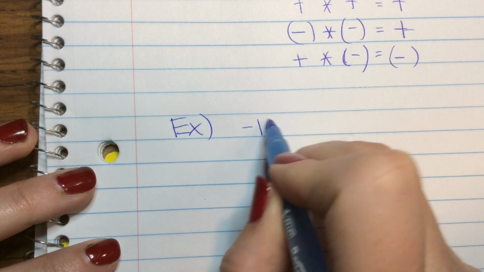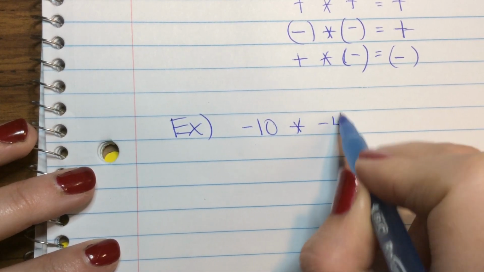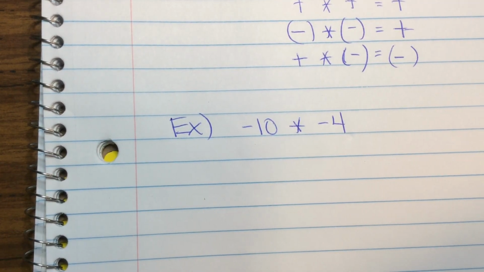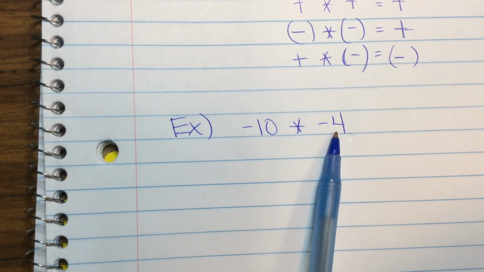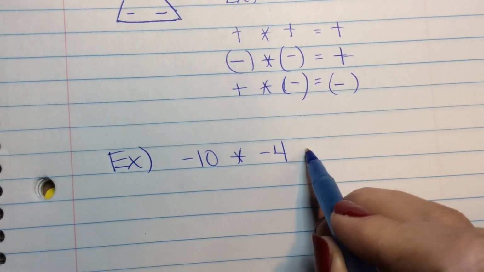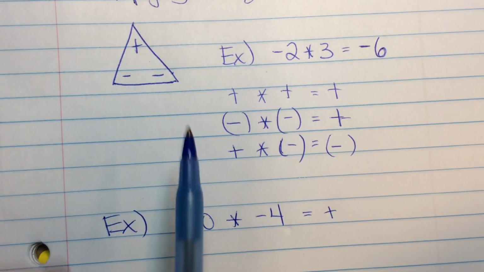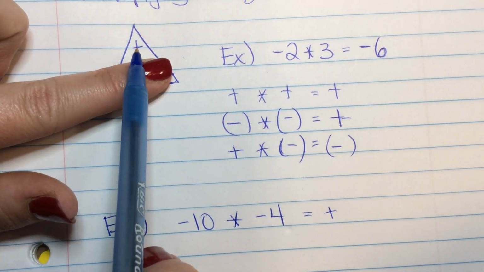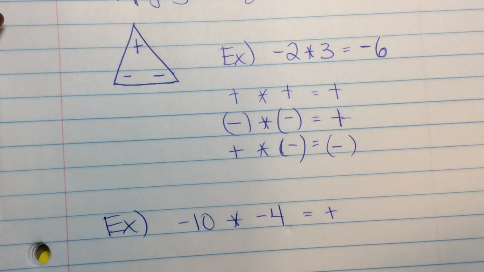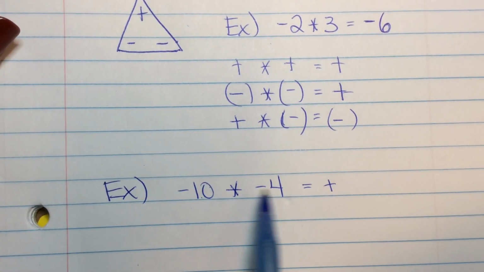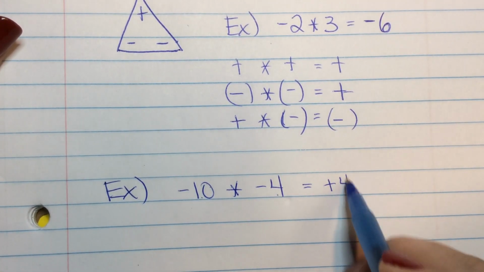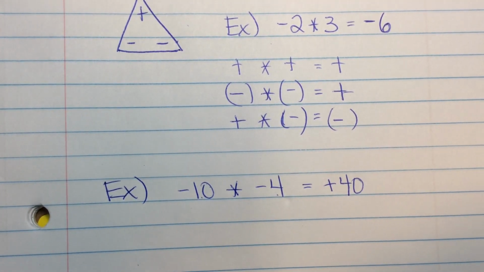Let's say we have -10 times -4. Well, we have a negative times a negative, so our answer will be positive, because we're using the triangle, a negative and a negative. I'm going to cover it up. We have a positive left. And then 10 times 4 is 40. So our answer will be positive 40.